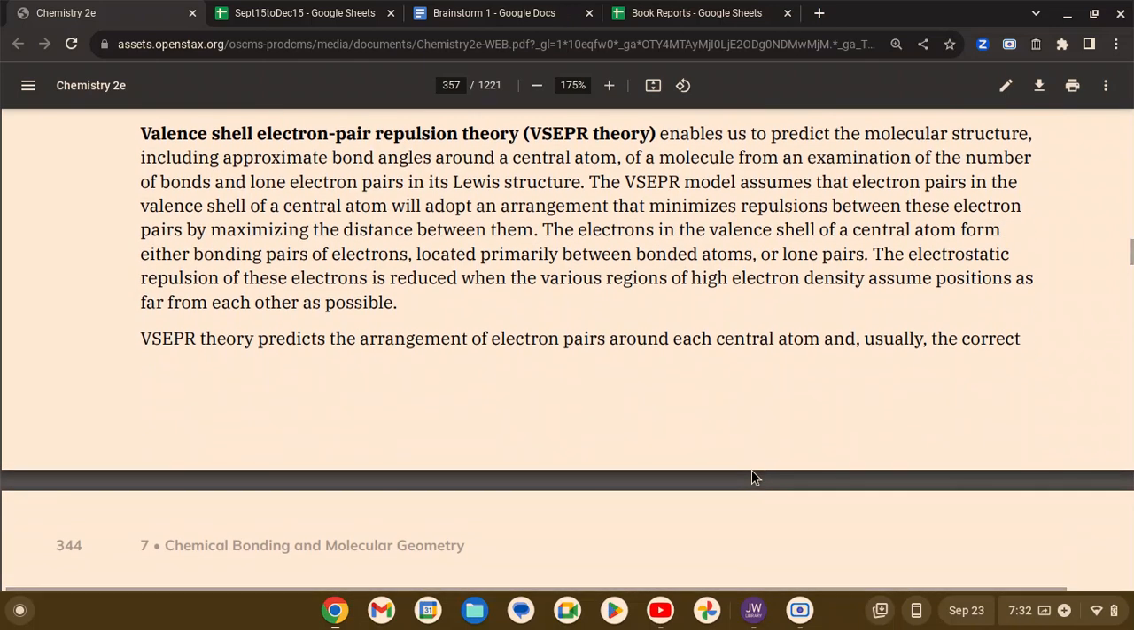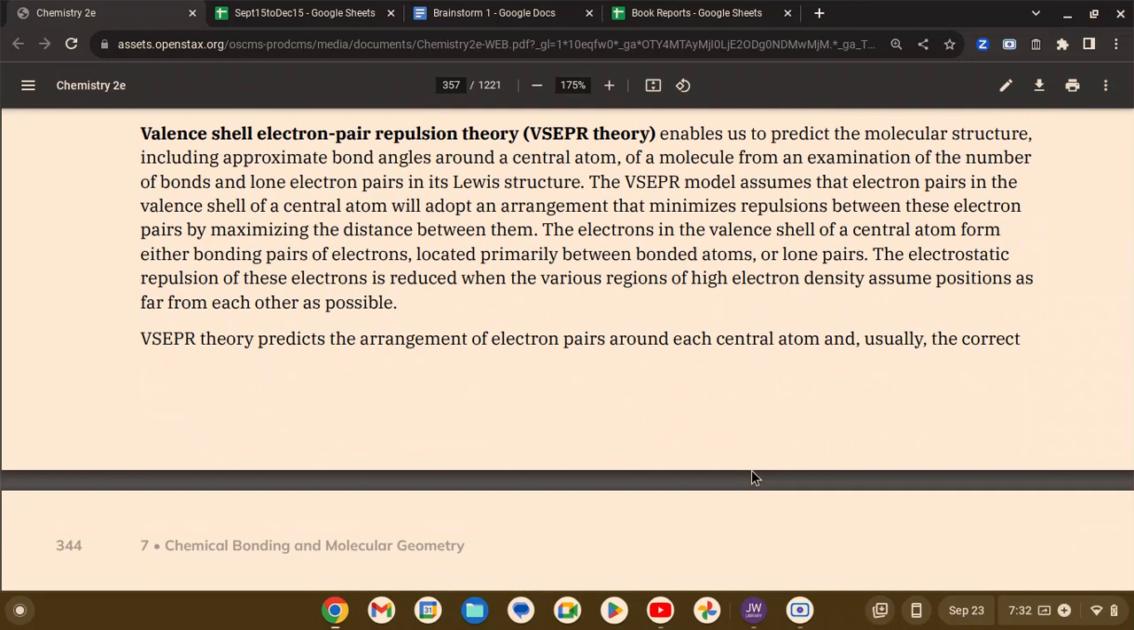VSEPR theory, valence shell electron pair repulsion theory, enables us to predict the molecular structure, including approximate bond angles around a central atom of a molecule, from an examination of the number of bonds and electron pairs in its Lewis structure. The VSEPR model assumes that electron pairs in the valence shell of a central atom will adopt an arrangement that minimizes repulsions between these electron pairs by maximizing the distance between them.